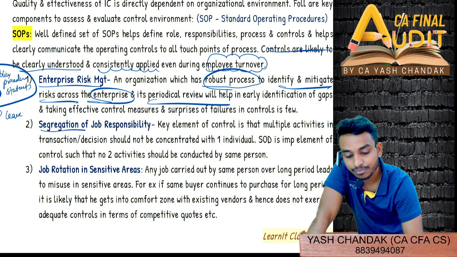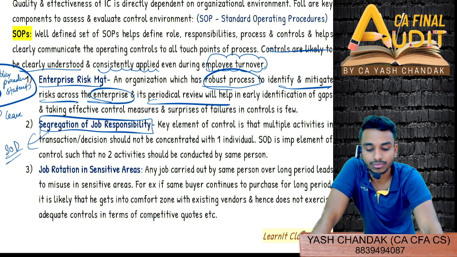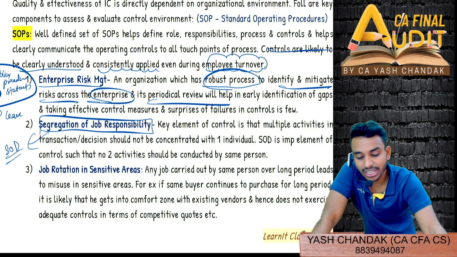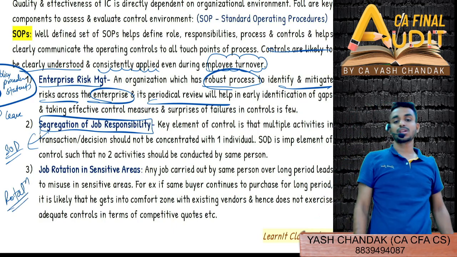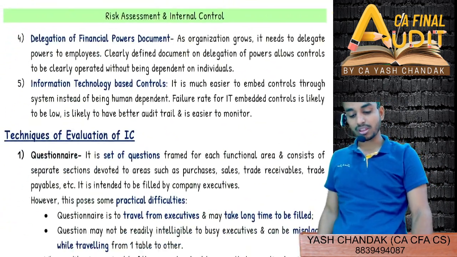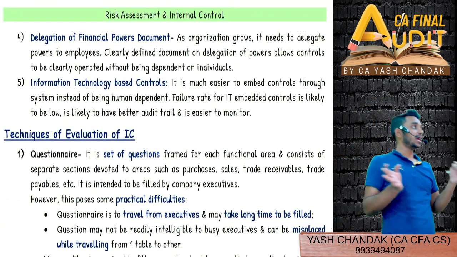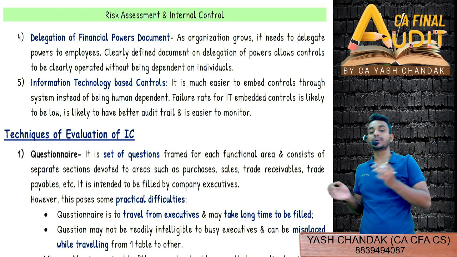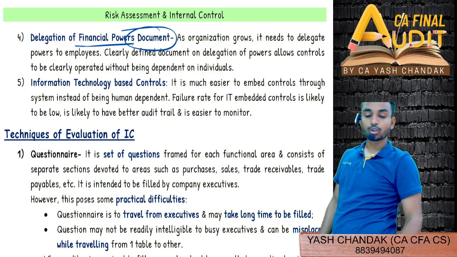Similarly, SOD has to be there in your SOPs: segregation of duties, job responsibilities, then job rotation from time to time without giving any previous notice. So in the SOP there should also be SODs and job rotation. Then if that work has been delegated to some other person, delegation of financial powers, then that has to be documented.